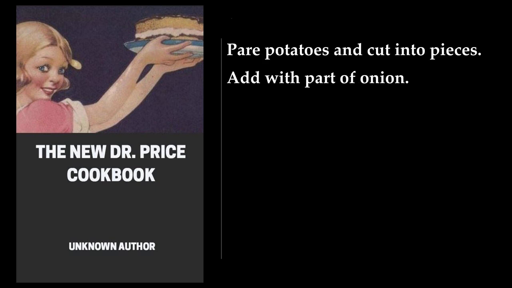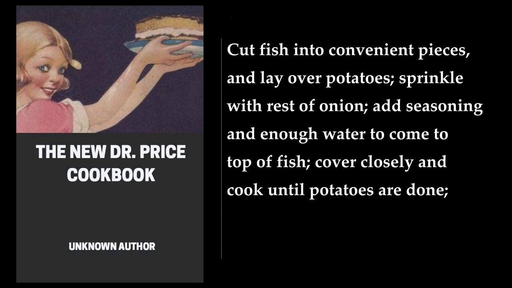Pare potatoes and cut into pieces. Add with part of onion. Cut fish into convenient pieces, and lay over potatoes, sprinkle with rest of onion, add seasoning and enough water to come to top of fish, cover closely and cook until potatoes are done.